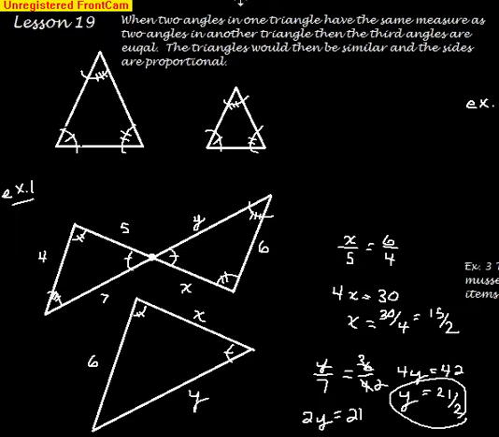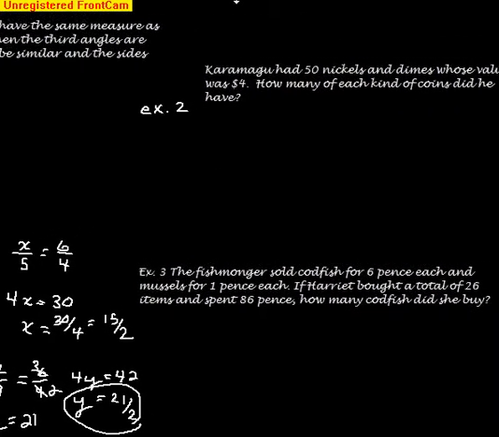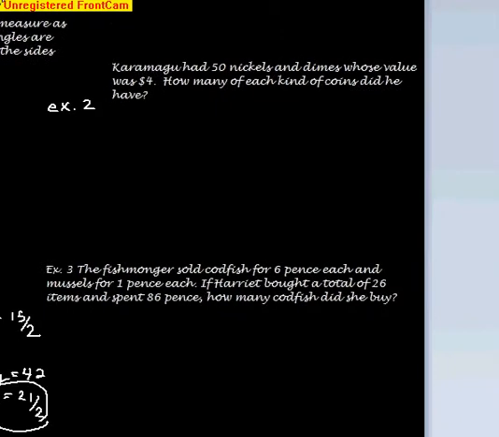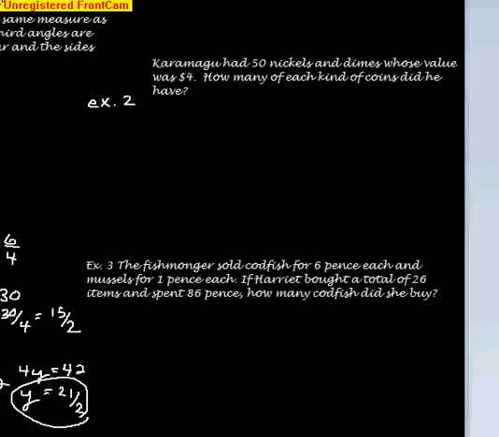Hopefully this is review. I think we did it last year, so we'll just go through it rather quickly. Okay, so example 2: Karamagu had 50 nickels and dimes, whose value was $4. How much of each kind of coin did he have?